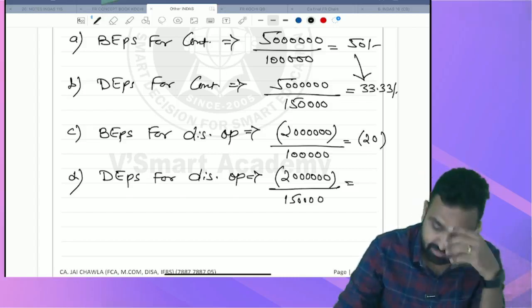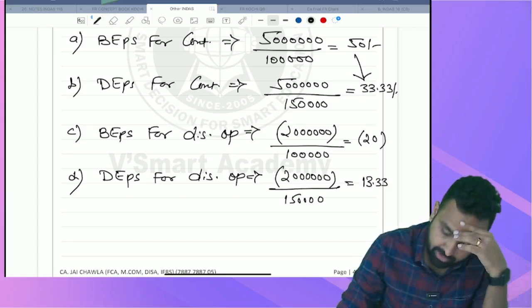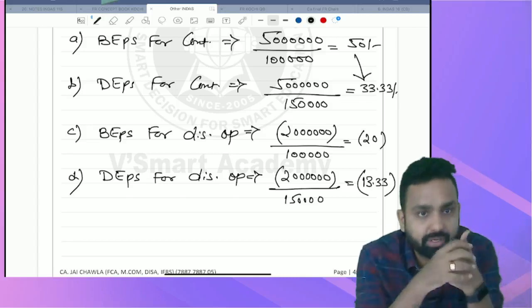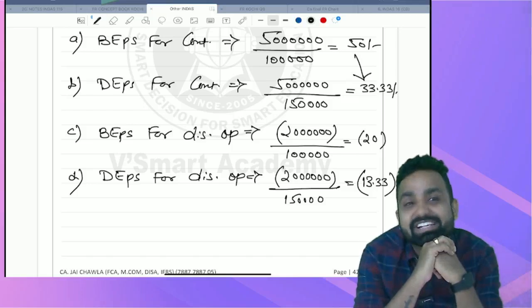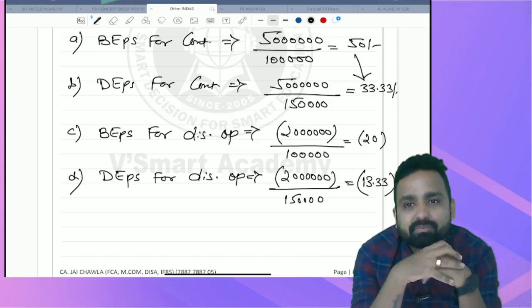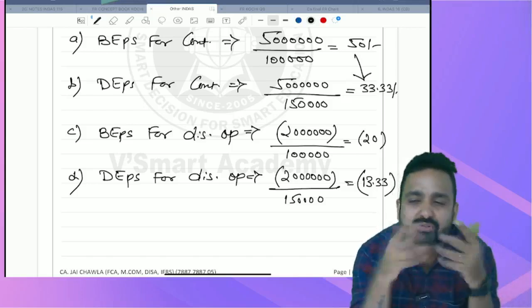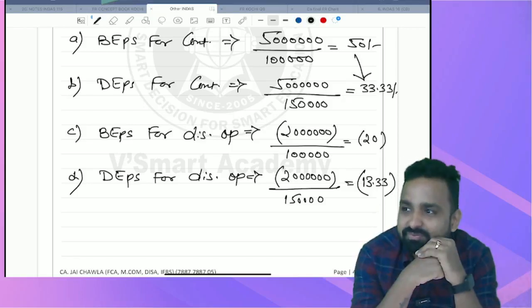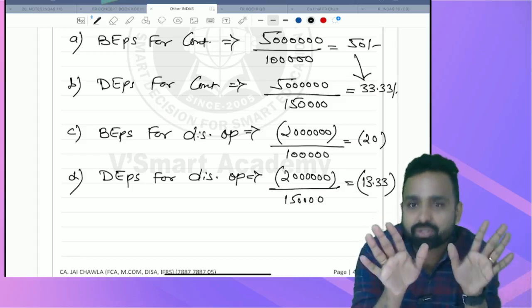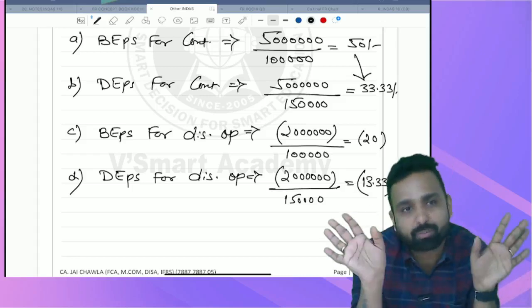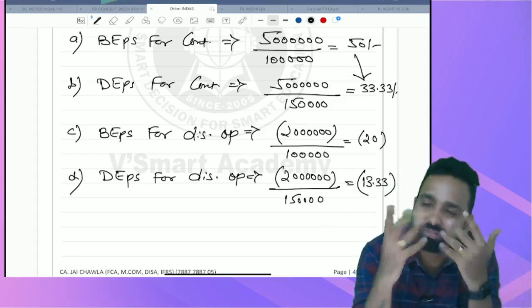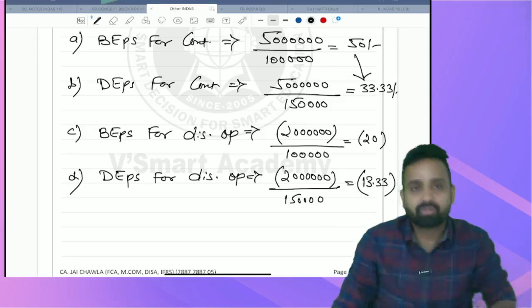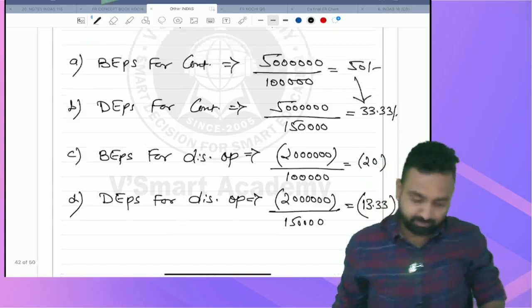13.33 negative. Is it diluting? It is not diluting. But it doesn't matter because it is a discontinued operation. Ind AS allows it. Okay, fine, not an issue. Just wait and watch. It's a discontinued operation now. Ind AS doesn't mind in this. Okay, leave it. Continue. Are you guys understanding or not?